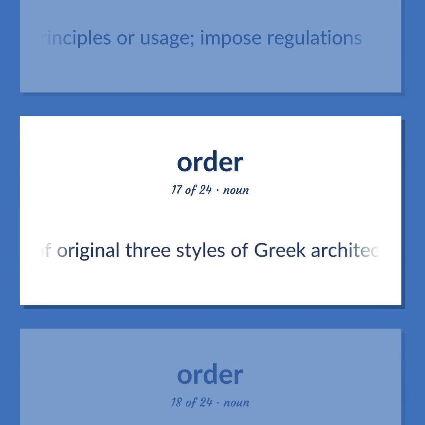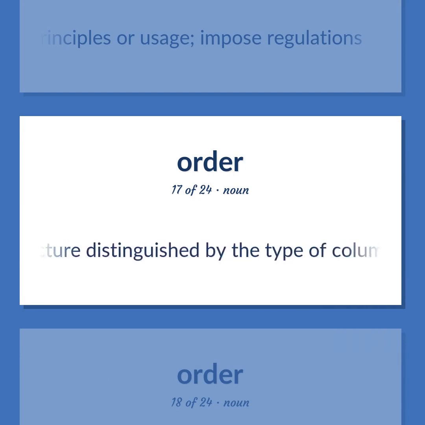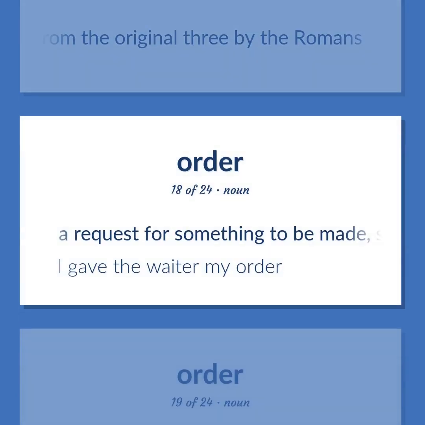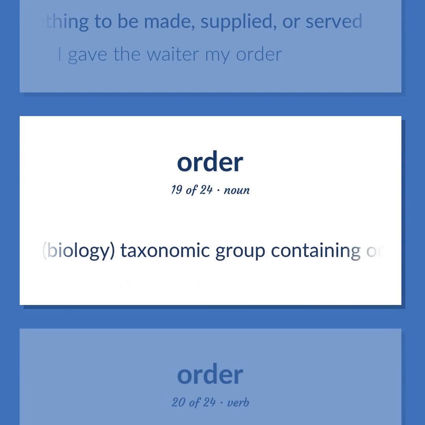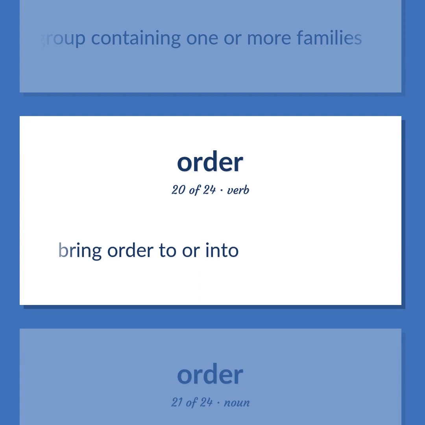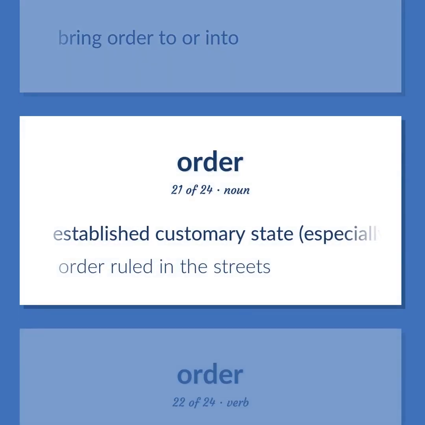Architecture. One of the original three styles of Greek architecture distinguished by the type of column and entablature used, or a style developed from the original three by the Romans. A request for something to be made, supplied, or served. I gave the waiter my order. Biology, taxonomic group containing one or more families. Bring order to or into. Established customary state, especially of society. Order ruled in the streets.